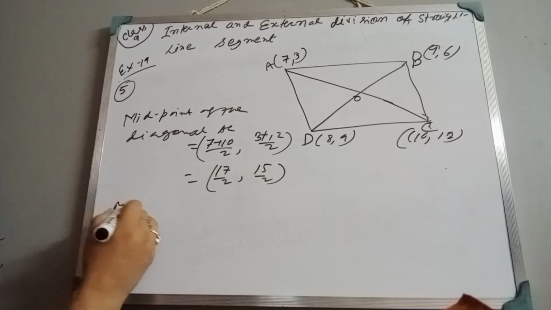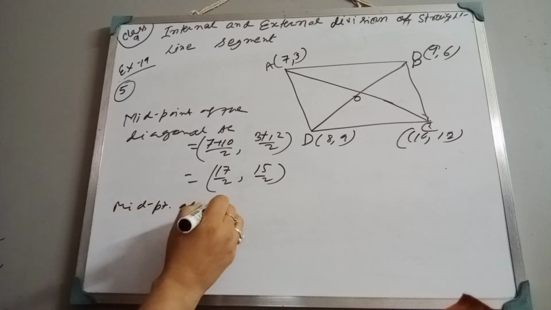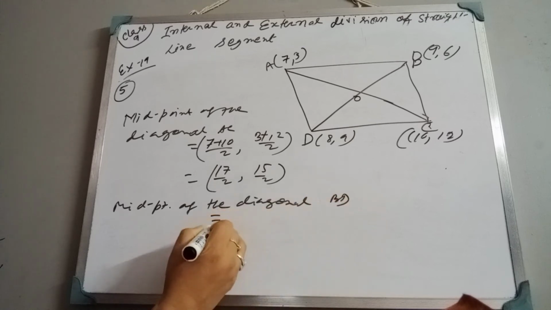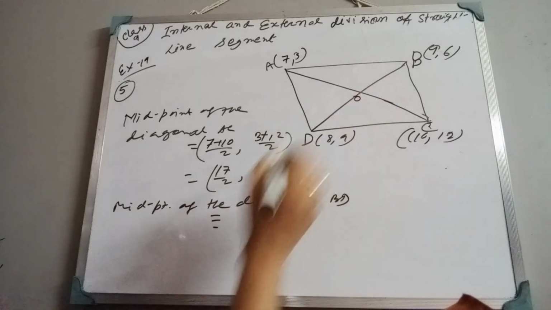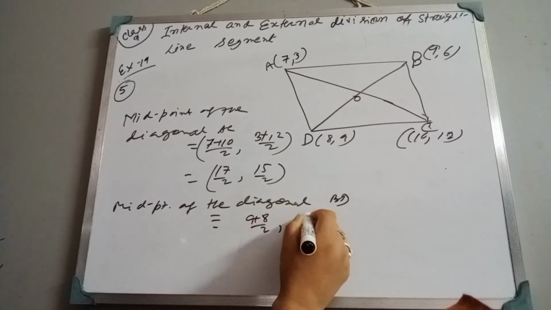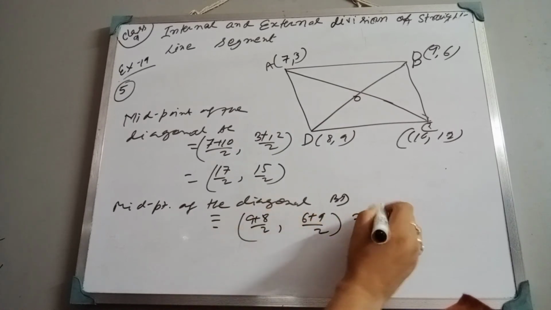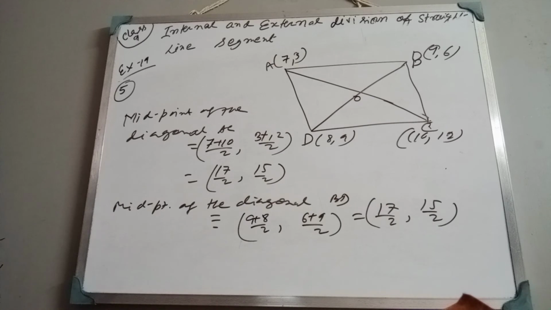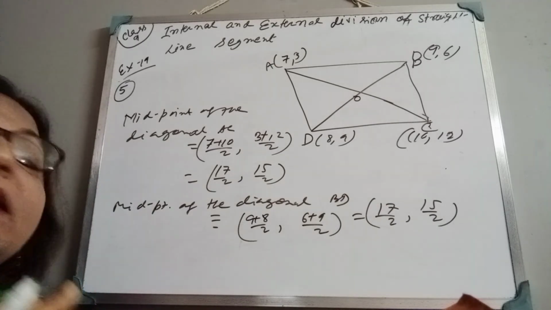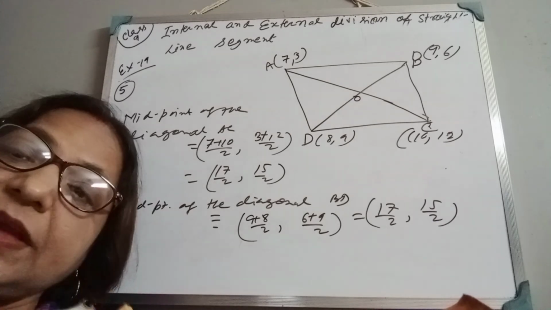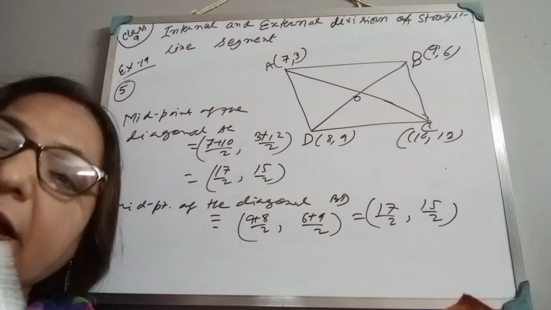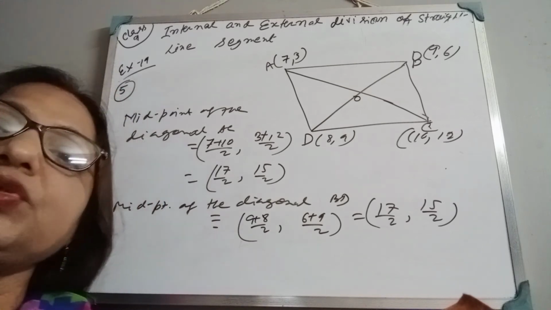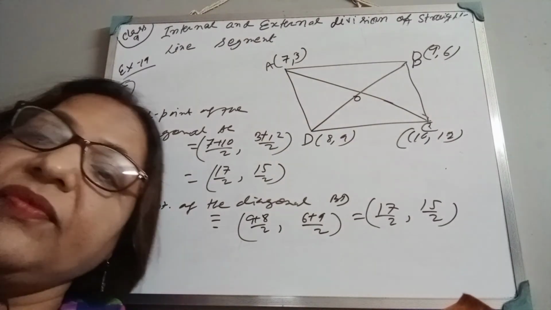Similarly, find the midpoint of the diagonal BD. Same thing: 9 plus 8 by 2 and 6 plus 9 by 2. So it is 17 by 2 and 15 by 2. Now look, the midpoint of the diagonal AC and the midpoint of the diagonal BD are identical. Then we can conclude that AC and BD bisect each other at the point 17 by 2, 15 by 2.